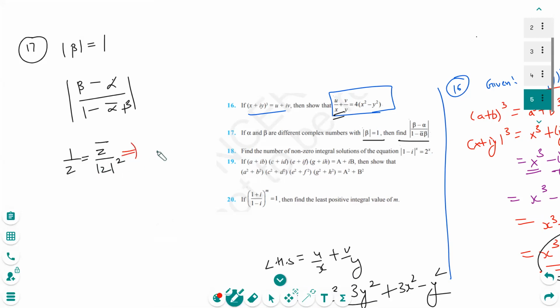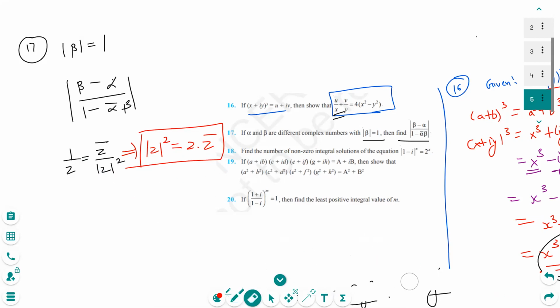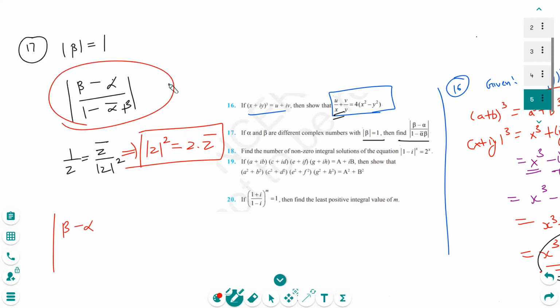That is, if I cross multiply, modulus of z square will be z times z conjugate. So this is a relation. Now this relation is quite useful in this question. We will understand it in 2 seconds. See how. If I take modulus square of this guy, I need to calculate this, right? So how about I take modulus square first? I will get the modulus later on.